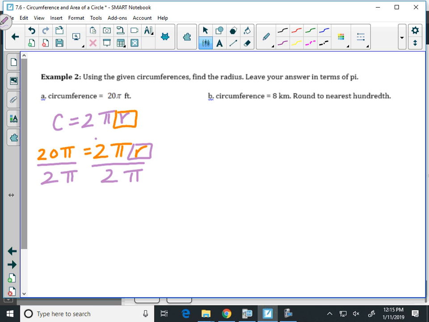Do the opposite. So the 2's cancel, the pi cancels. We're left with r. Clean this up. What's 20 divided by 2? 10. And then what happens to our pi's?